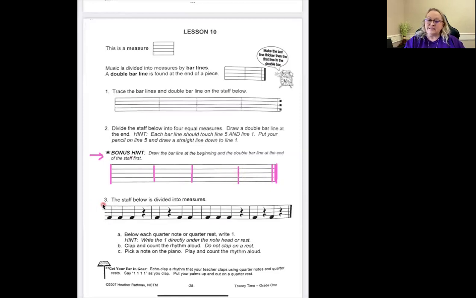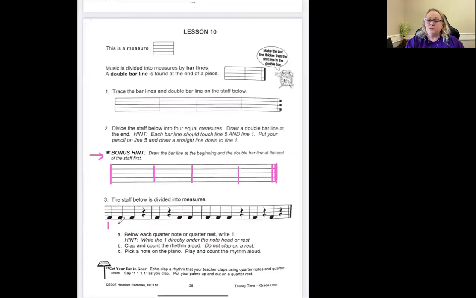Question number 3 says the staff below is divided into measures. Remember, this measure is kind of like this box. From one bar line to the next bar line is a measure. So there's measure 1, there's measure 2, there's measure 3, and there's measure 4. It says below each quarter note or quarter rest, write a 1. Super easy. This isn't hard.